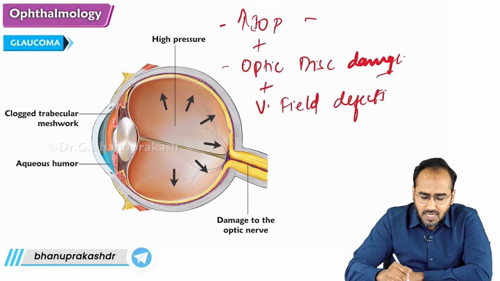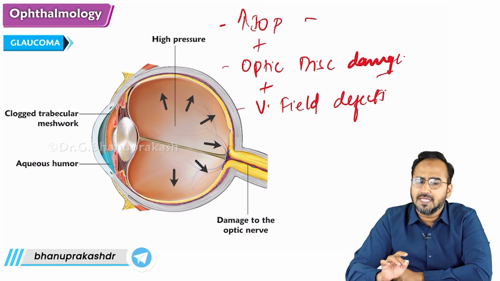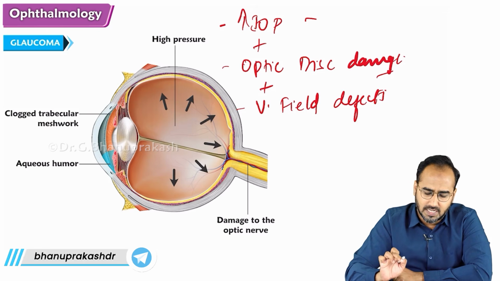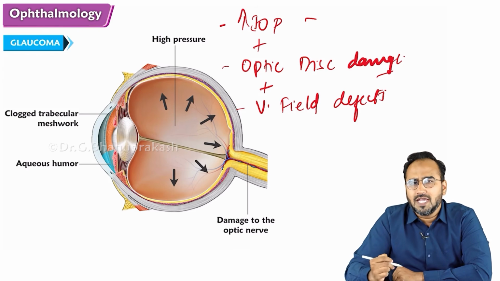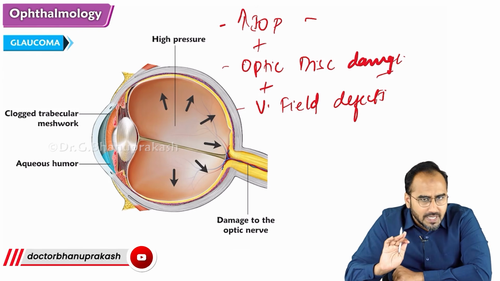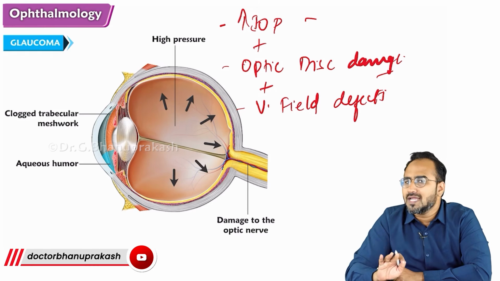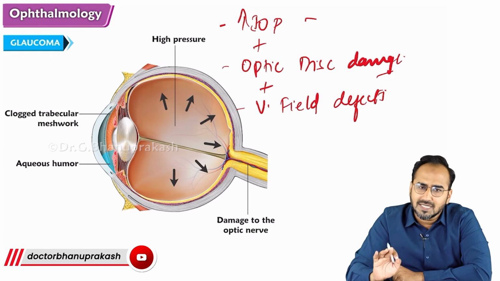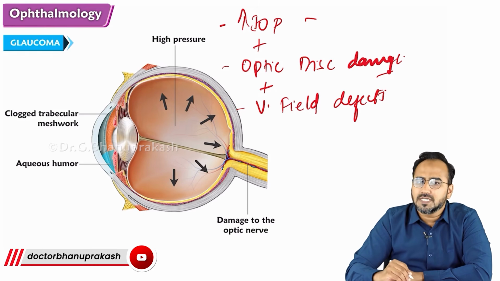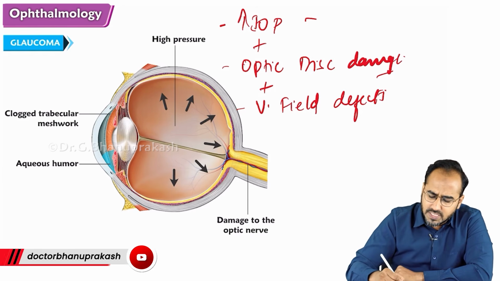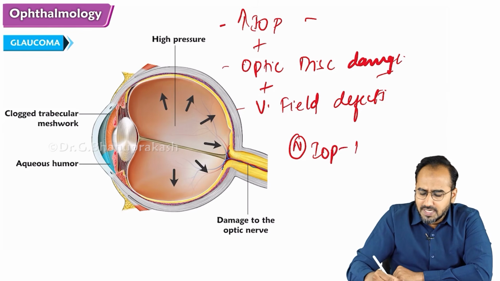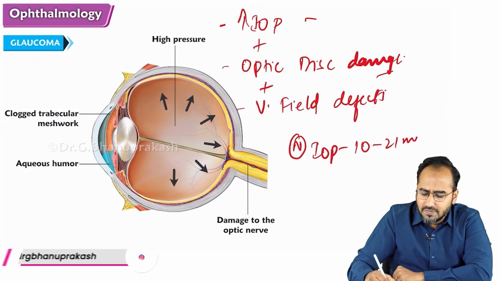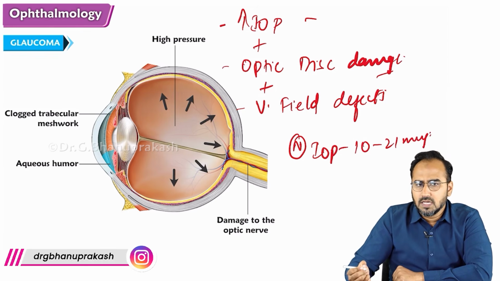From these three, at least two should be there, then only glaucoma is said. Raised intraocular pressure, optic disc damage, and visual field defect: any two of the above three should be there, then only it is called glaucoma. Imagine a person is there. First of all, what's the normal intraocular pressure, guys? The normal intraocular pressure is between 10 to 21 mm of Hg.